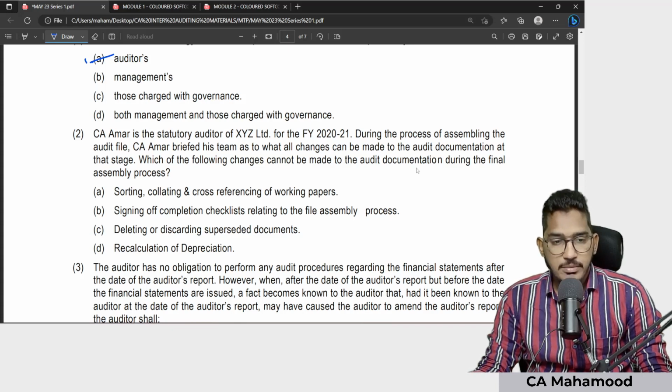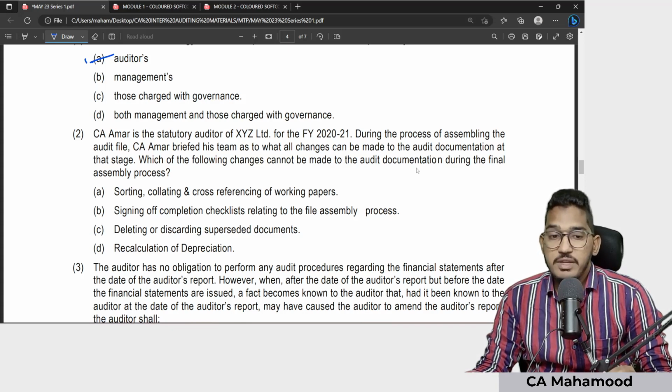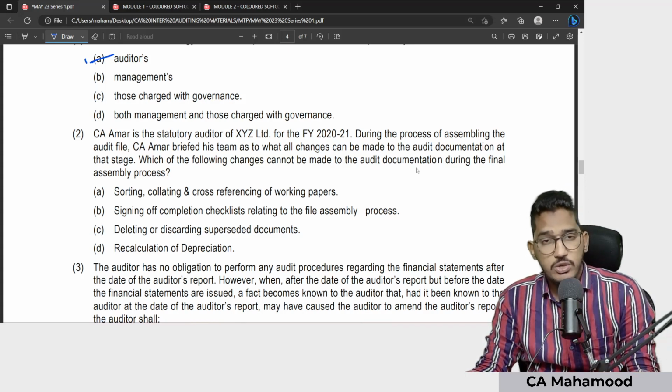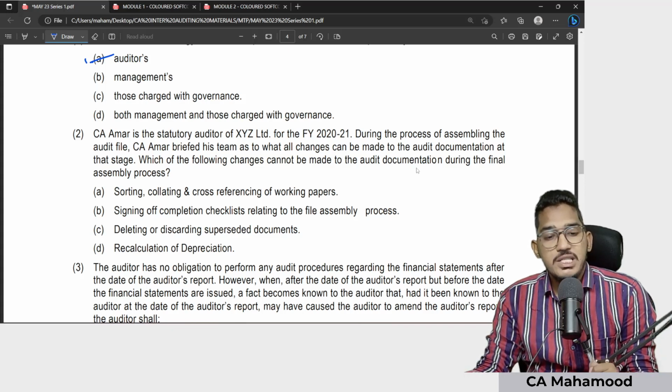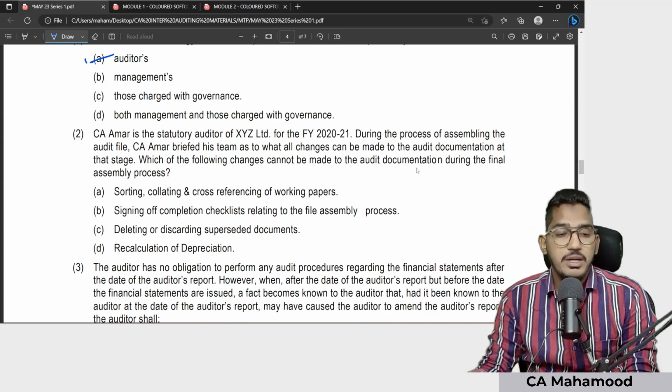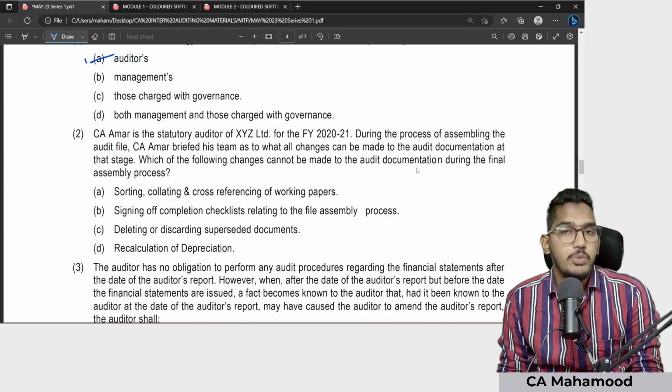Next one. CA Amar is the statutory auditor of XYZ Limited for the financial year 2020-21. During the process of assembling the audit file, CA Amar briefed his audit team as to what all changes can be made to the audit documentation at this stage. Which stage? At the assembly stage. Which of the following changes cannot be made to the audit documentation during the final assembly process?